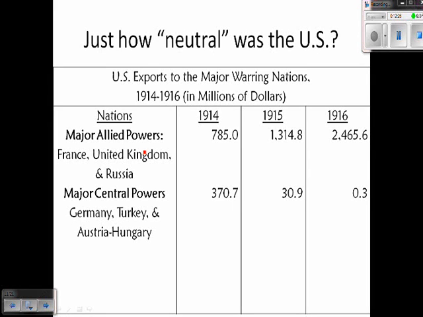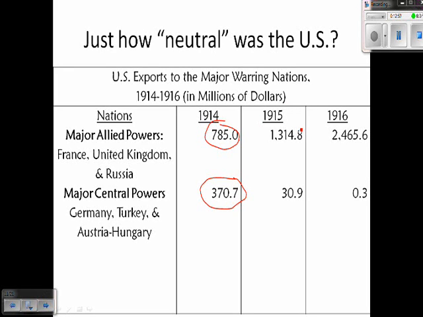This is showing the amount of trade that we did with both sides. The Allied powers, also referred to as the Triple Entente, and the Central powers, also referred to as the Triple Alliance. You can see this is showing us millions of dollars. So in 1914, we did trade valued at $785 million with the Allies, and $370 million with the Central powers. So did we favor one side over the other? Yes, but we still traded with both sides.